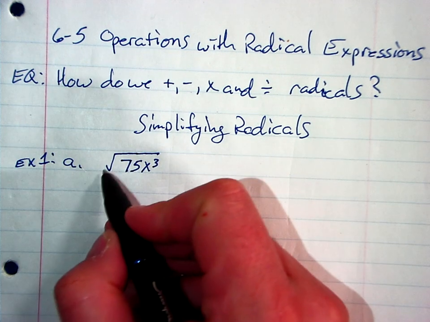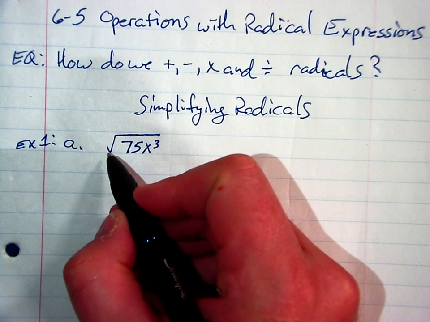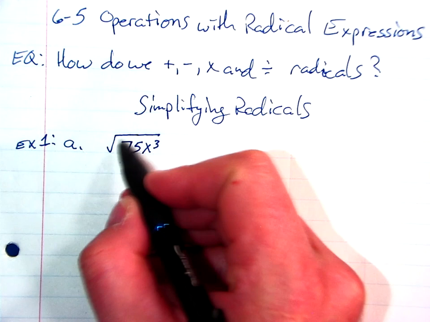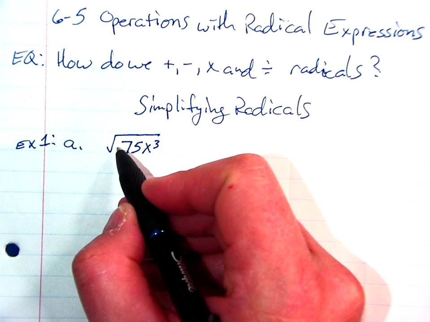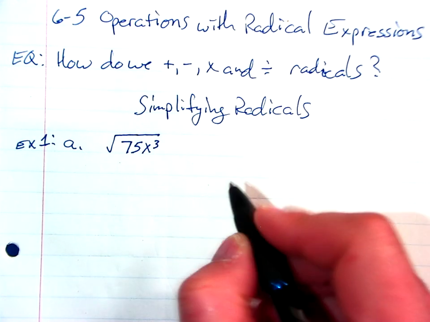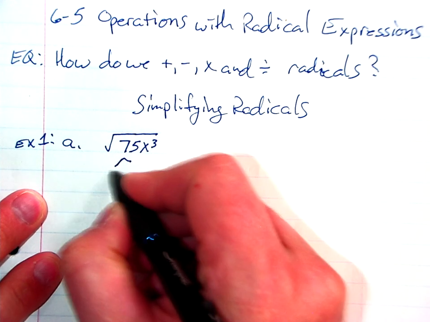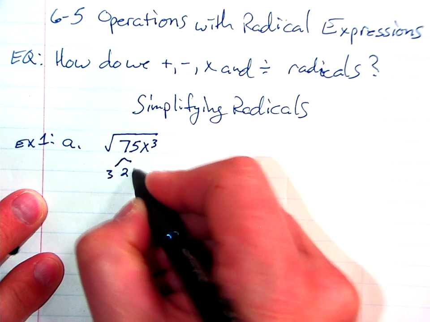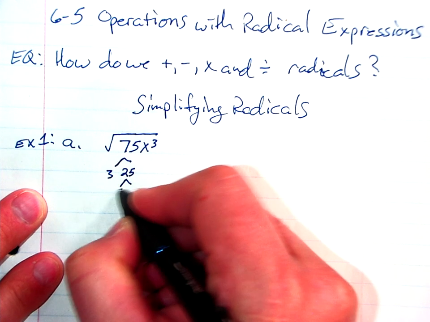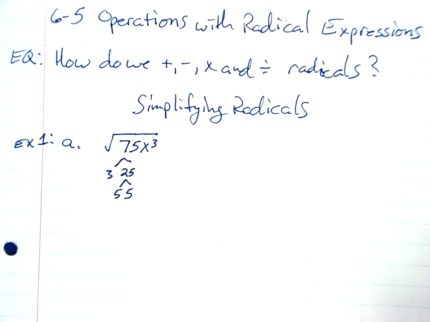So my index is the number that's in the little area of the square root, the little radical. This one, there isn't one, so it's 2. So this is a square root, so we need 2's. We need twins to get out of jail. I personally would probably do 3 and 25. And then 5 and 5.